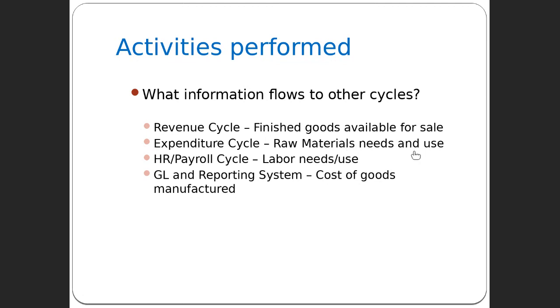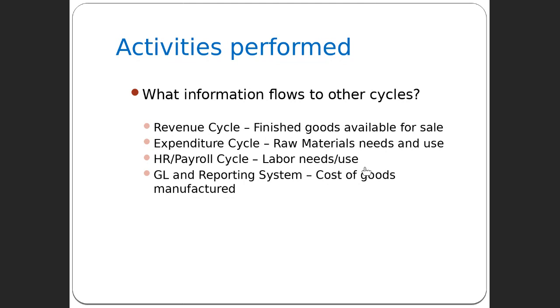The raw material needs and use by the production cycle is sent to the expenditure cycle. So if they need more tires, or if they need more raw material, or they have used a particular raw material, this information goes to the expenditure cycle from the production cycle, so the expenditure cycle can go and order more.